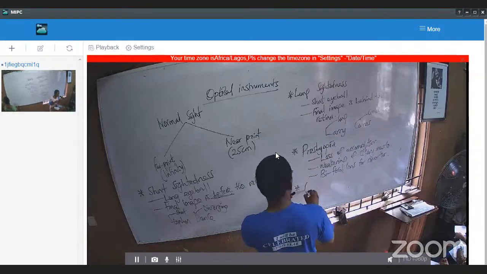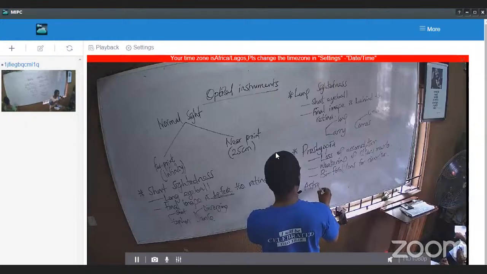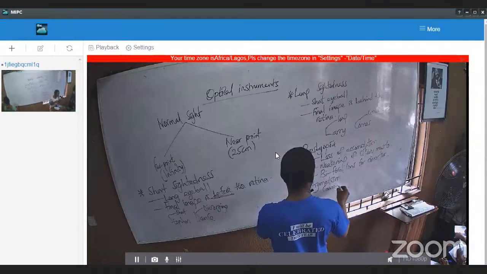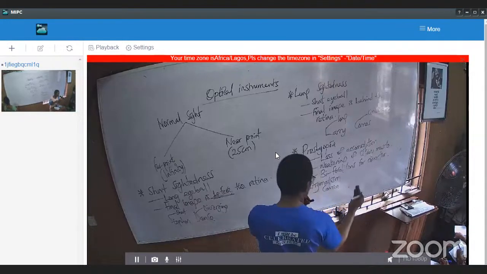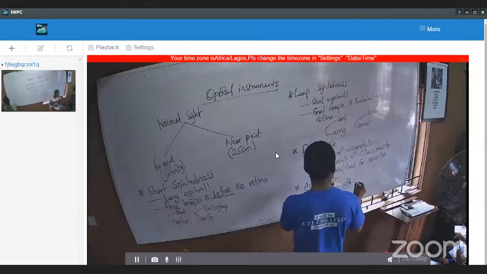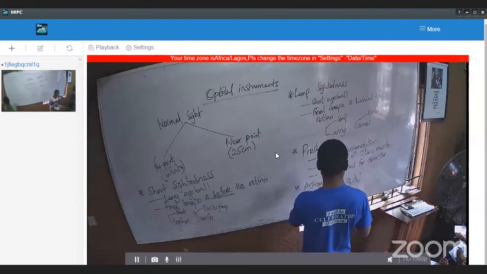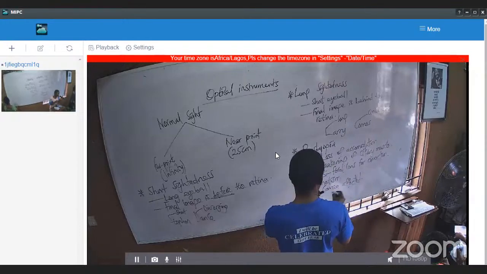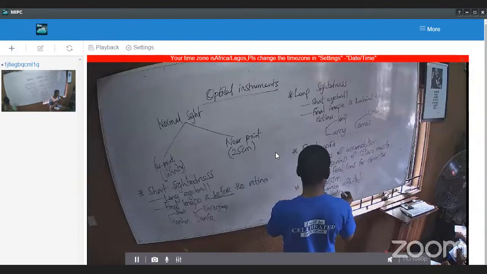Astigmatism. The cornea is affected. For this one, you need a cylindrical lens.